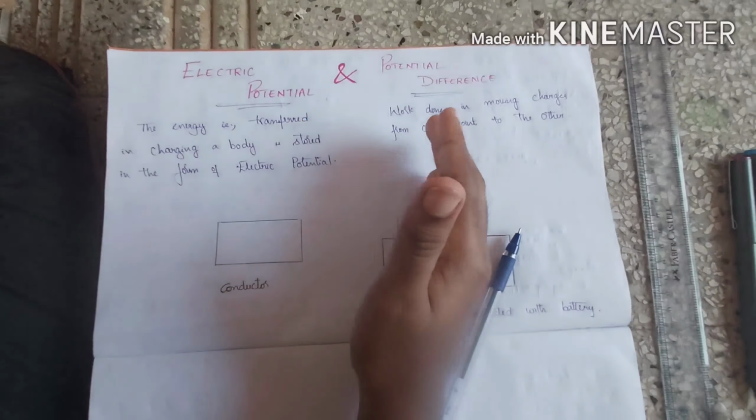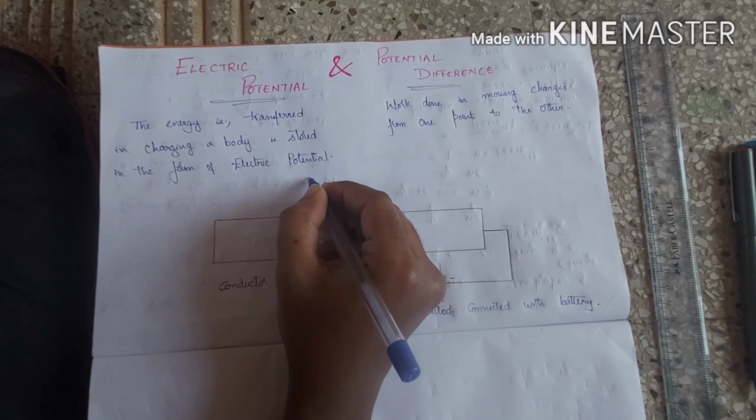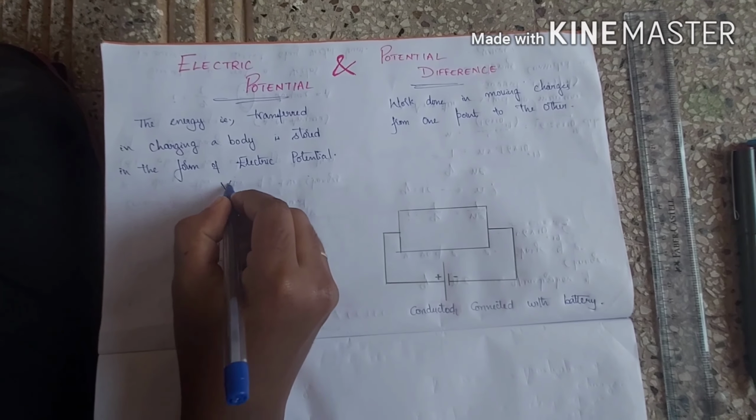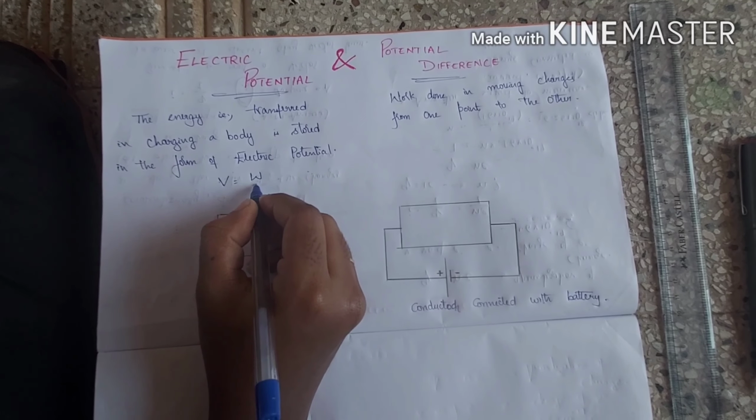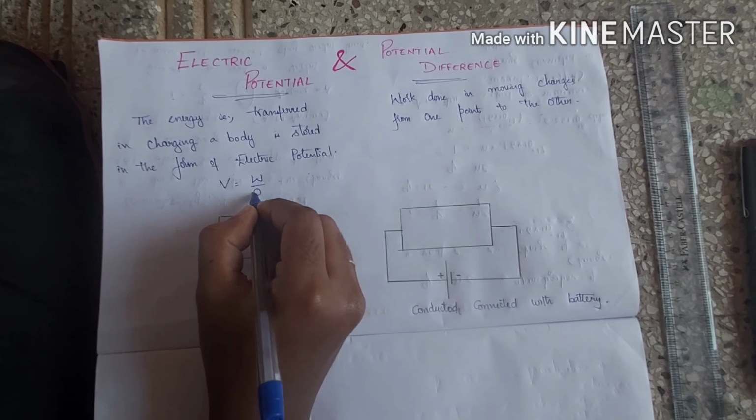So these both are related with the formula V. I'll write it here. V is equal to work done in moving a body per the charge.